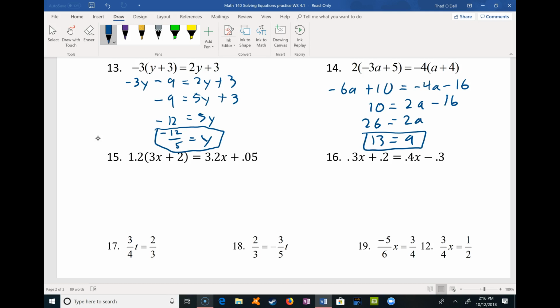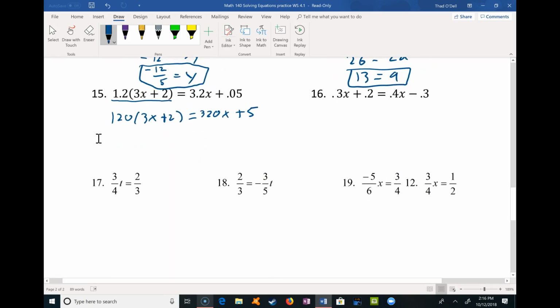So if you're not comfortable with the decimals, although if you multiply by 100, you're going to get bigger numbers, but here we go. I'm going to multiply everything by 100. Notice on this side, there's just one term really. If I multiply the 1.2 by 100, I get 120. But I don't multiply the 3x plus 2 by 100 because it's being multiplied by 100 by this one, right? If I multiply that by 100, I get 320x. Multiply that by 100, and I get plus 5.